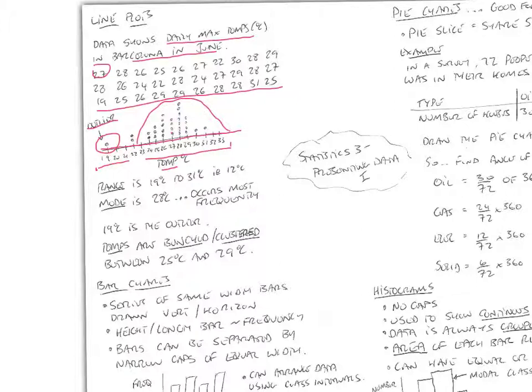Now, the range of the data is 12 degrees. It ranges from 19 to 31 degrees, so that's 12. The mode is 28 because it occurs most frequently. There it is. And 19 degrees C is the outlier. And we can say really that the temperatures are bunched or clustered between 25 degrees and 29 degrees. So they're bunched or clustered in that area there. Okay, that's how we'd comment on that line plot.